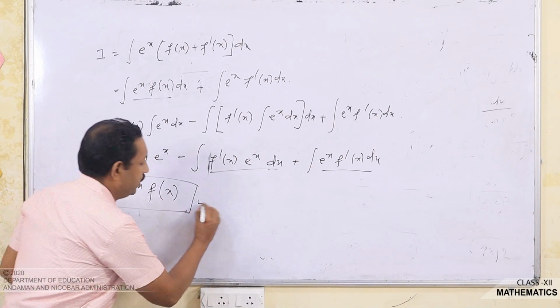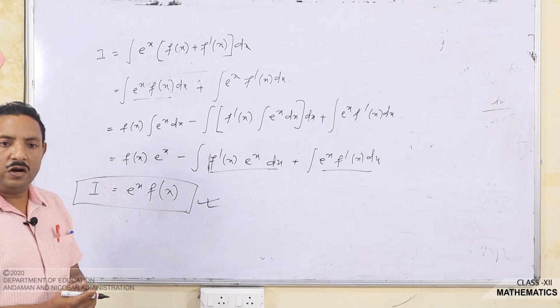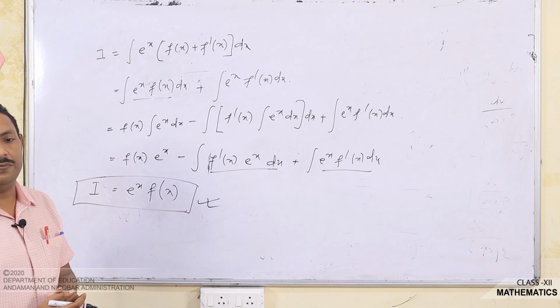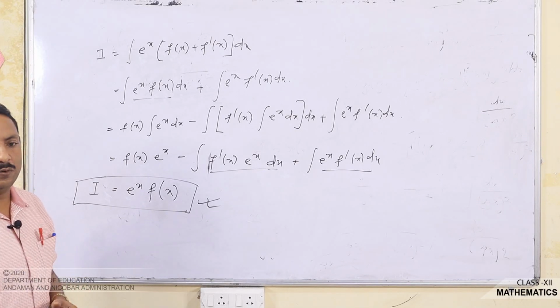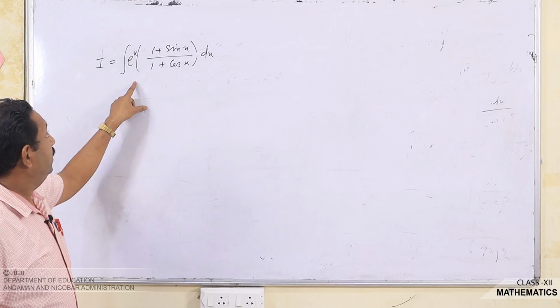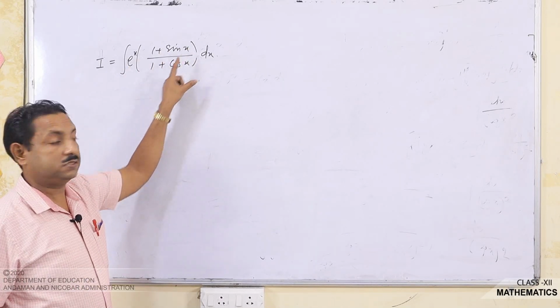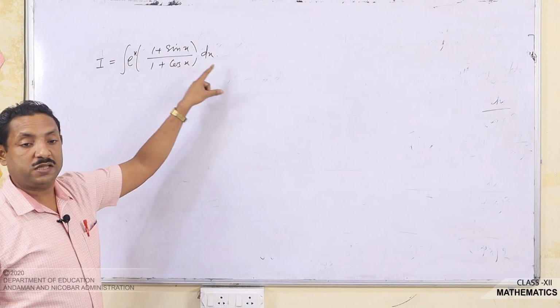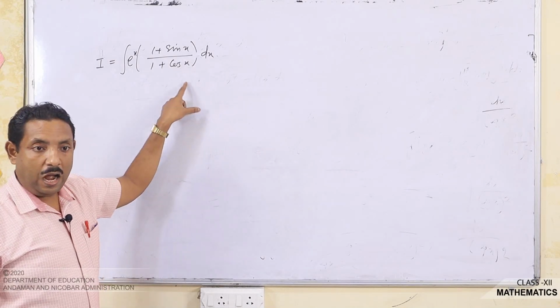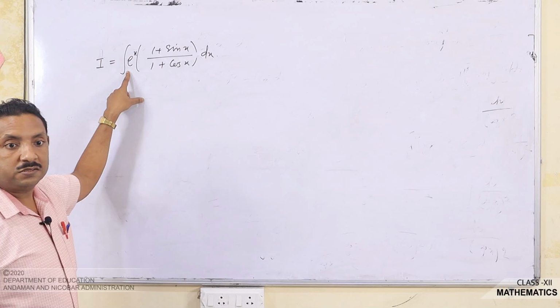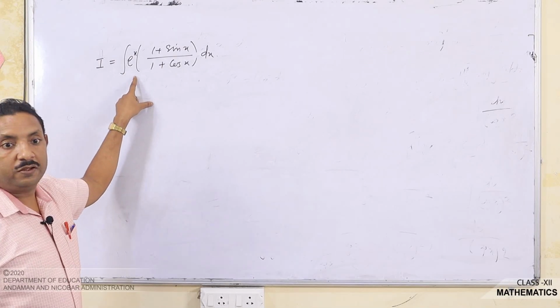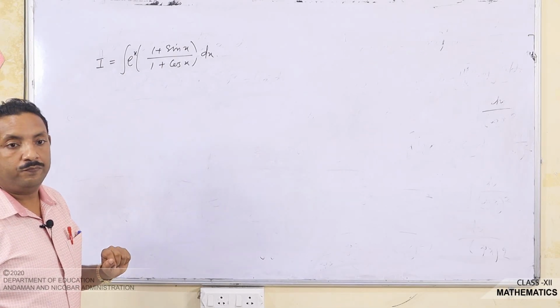So this one you can consider as a theorem or a special form of integration by parts. Okay, let us check some problems. See this problem: integration of e power x into (1 plus sin x) by (1 plus cos x) dx. So it is multiplied with e power x, so I have to think of that special form.